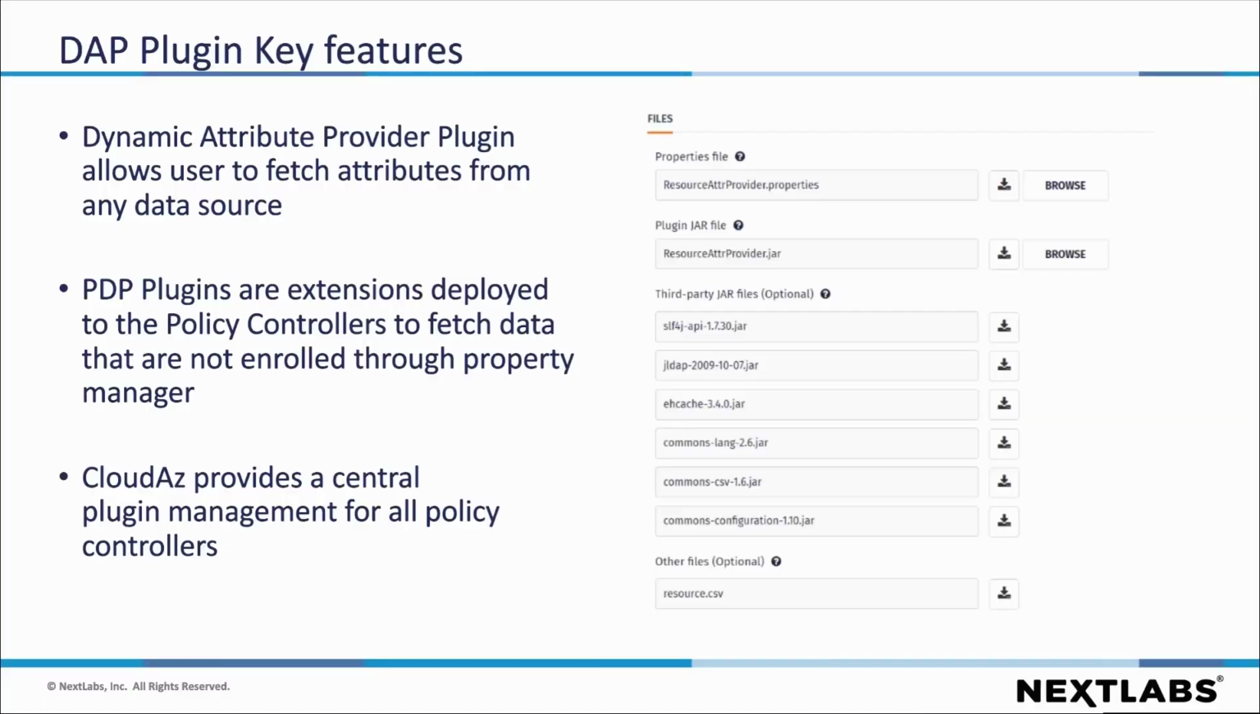Here are some key features of the DAP plugin. Dynamic Attribute Provider plugin allows the user to fetch attributes from any data source. PDP plugins are extensions deployed to the policy controllers to fetch data that are not enrolled through the property manager. CloudAz provides a central plugin management for all policy controllers.